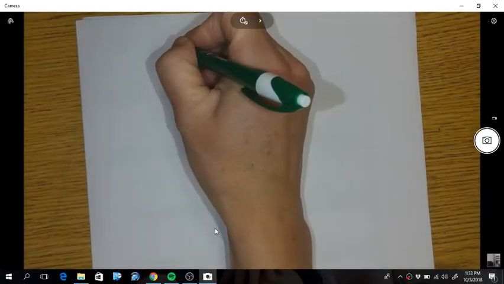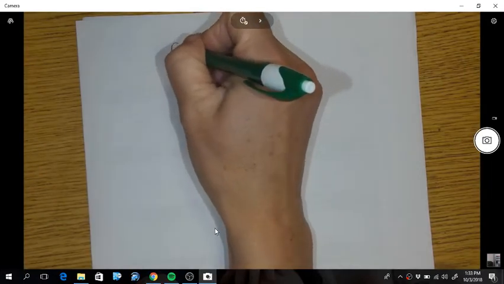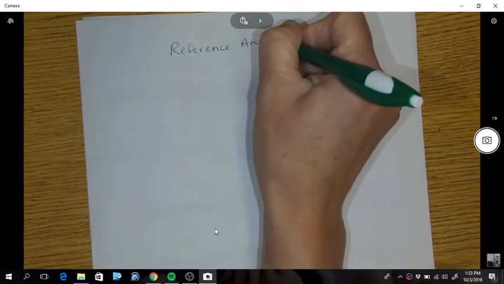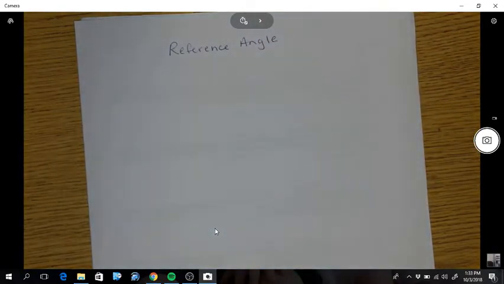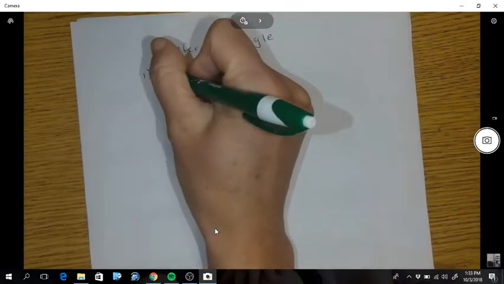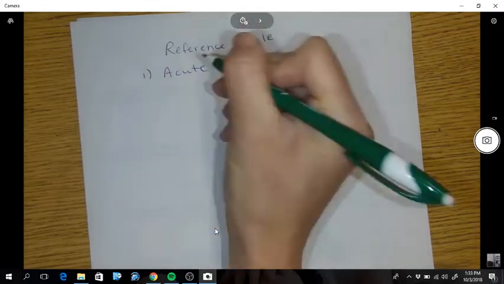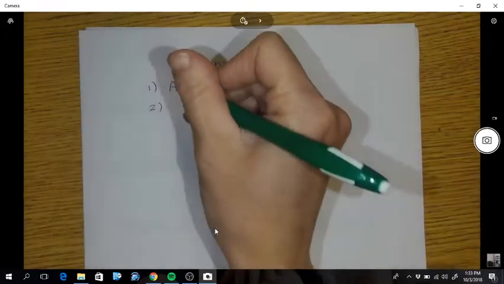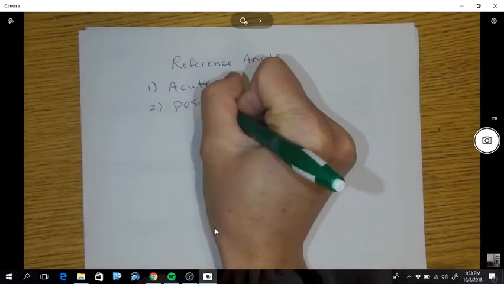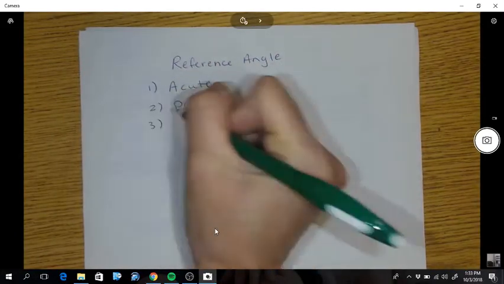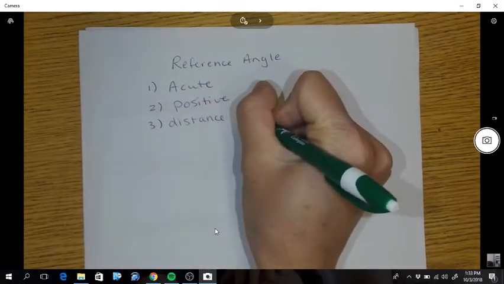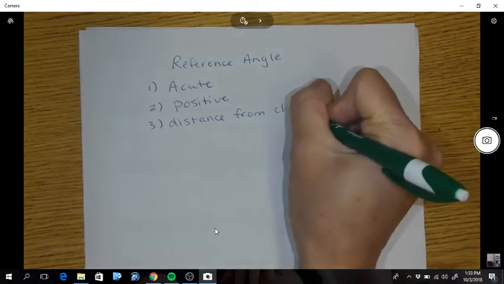Okay, this lesson in Unit 3 is called reference angles. Some key things to know about a reference angle: One, it's always an acute angle. Two, it's always positive. And three, it's always the distance from the closest x-axis.